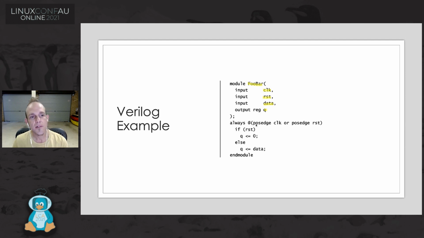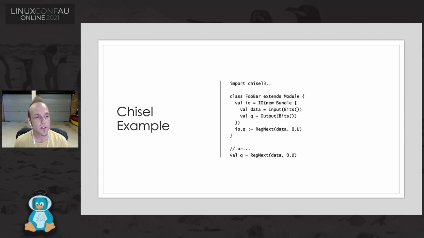So that means every time the clock ticks or reset occurs, we're going to update the value of that register. And then again, if reset's asserted, we clear the value of that register. Otherwise, we just latch whatever's coming in on the input. Makes sense? Let's move on to Chisel now. So this is what the same thing looks like in Chisel.